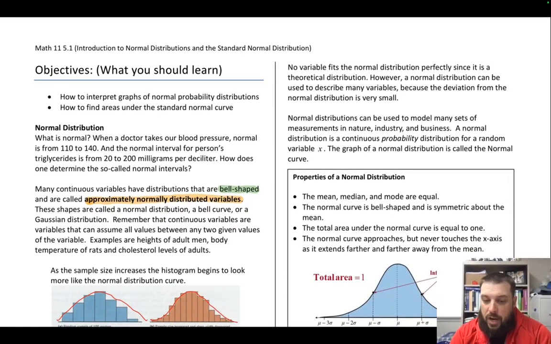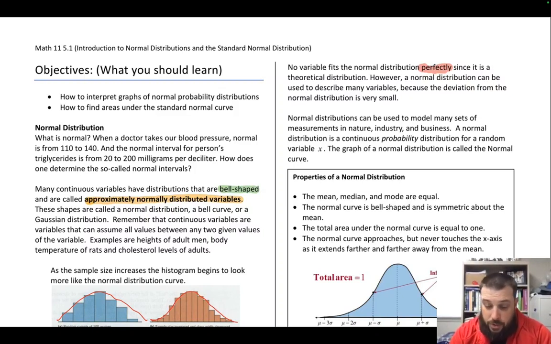Now, just like when we talked about shapes and said roughly symmetrical, rarely, if ever, will you get perfectly symmetrical data, especially in this normally distributed curve. It is a theoretical distribution that allows us to talk about a lot of things, and it does apply quite a bit, but it is never going to be a perfect fit. There's always a little variance that takes place, because we have variables, and variables don't fit perfectly.